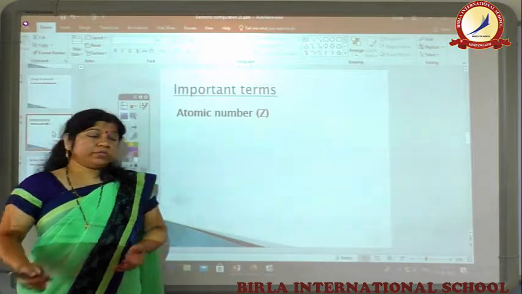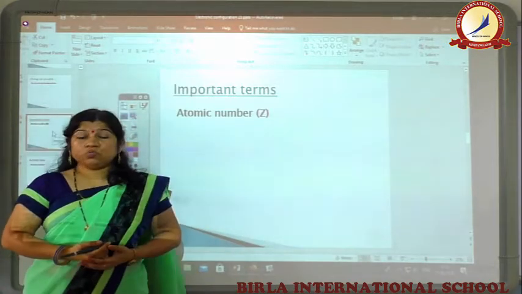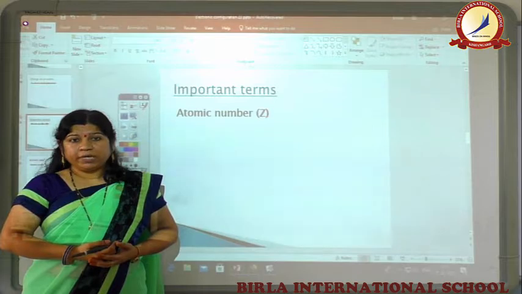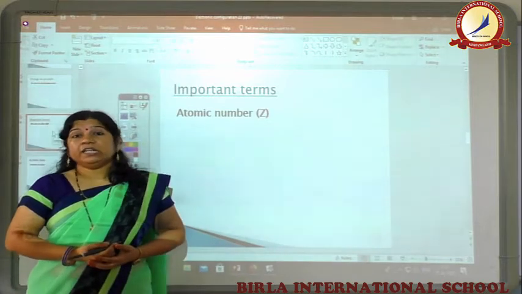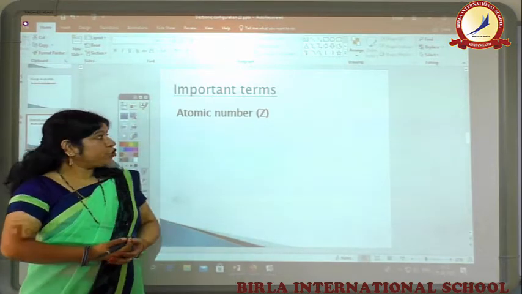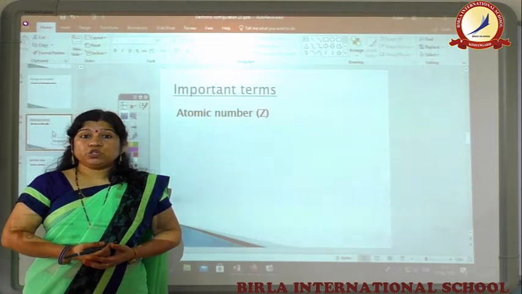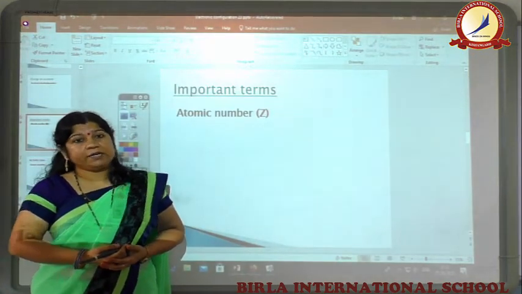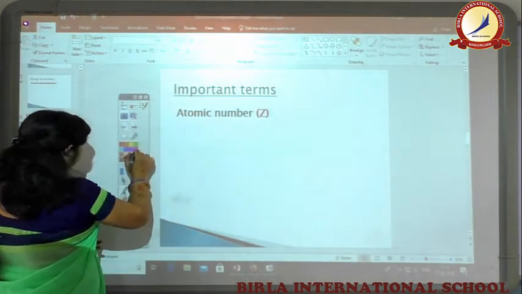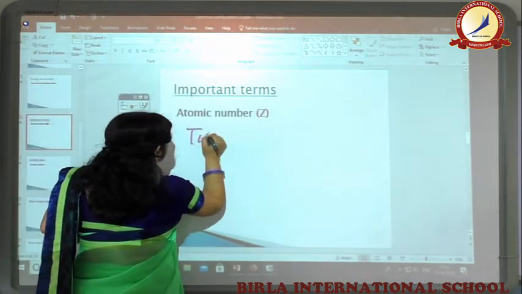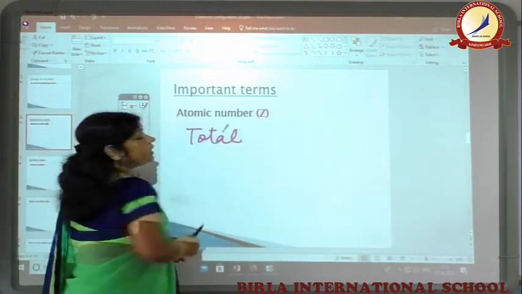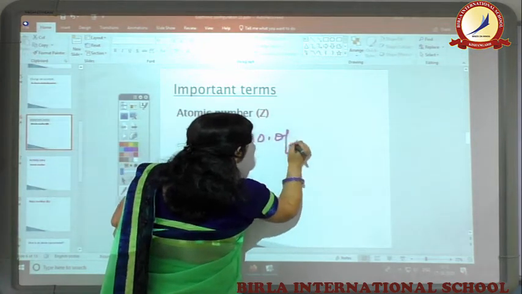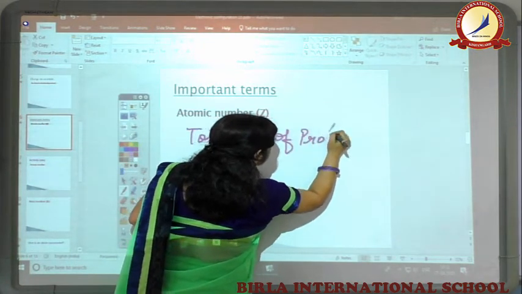Let's now talk about some important terms related to the atom. The first is the atomic number. The atomic number is represented by the alphabet Z. The atomic number is equal to the total number of protons which are present in an atom of an element. So, atomic number is equal to the total number of protons.